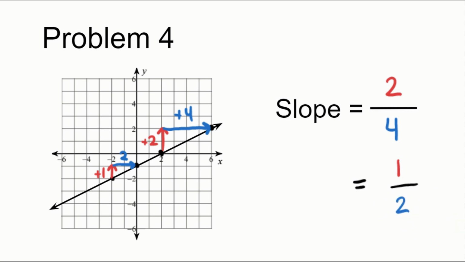Are these the same ratio? If I simplify this fraction, if I divide the numerator and the denominator by 2, 2 divided by 2 is 1, and 4 divided by 2 is 2. So it turns out it doesn't matter what 2 points I choose on the graph. As long as it lands on 2 clear points, the slope is going to reduce to the same amount.